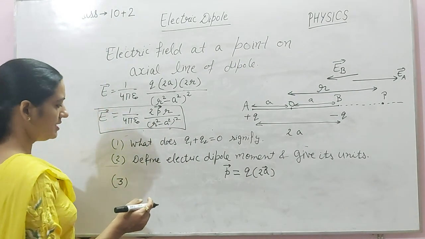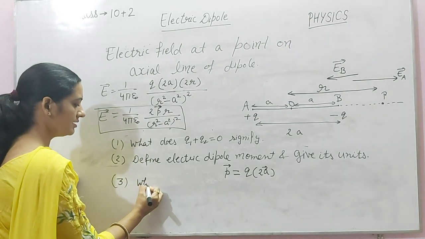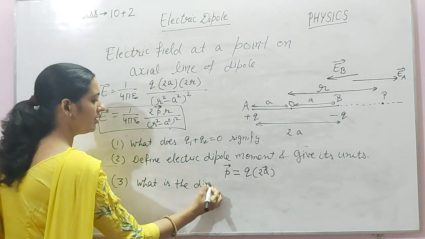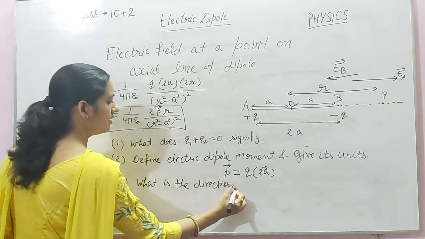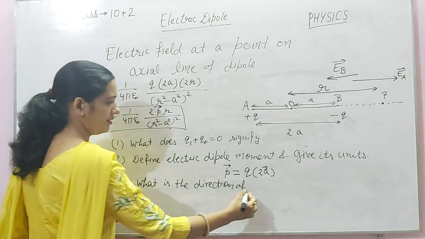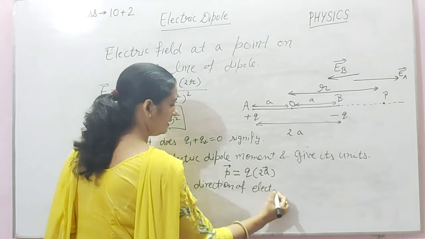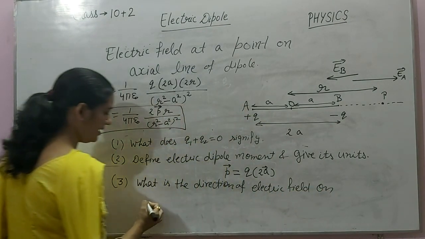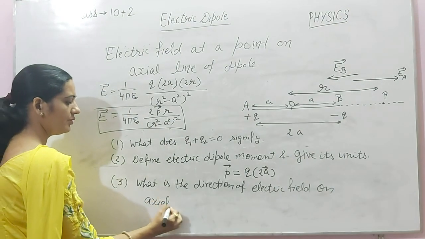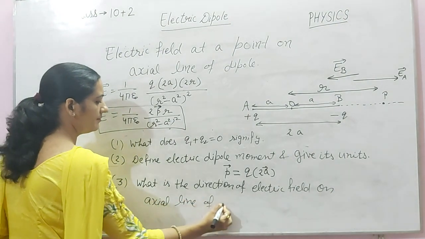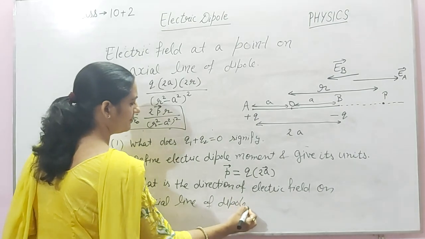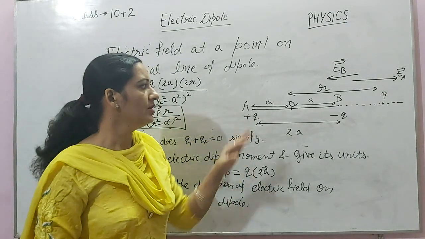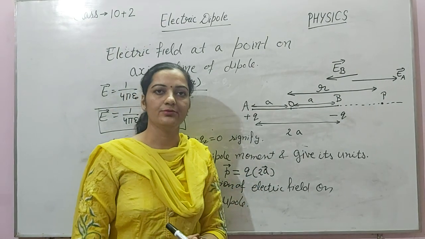Now the next question is, what is the direction of electric field on axial line of dipole? Just solve these questions and send me the answers. Overall article you all have to learn it.